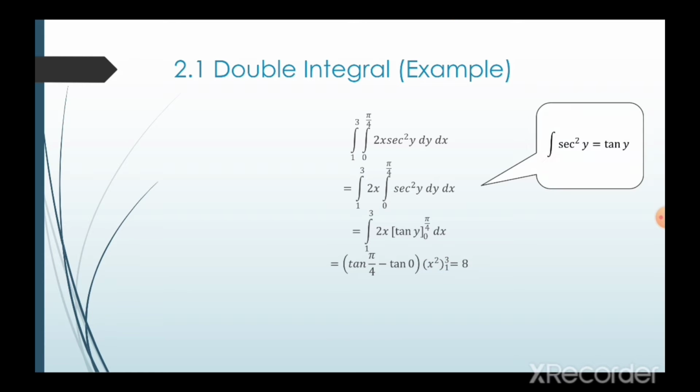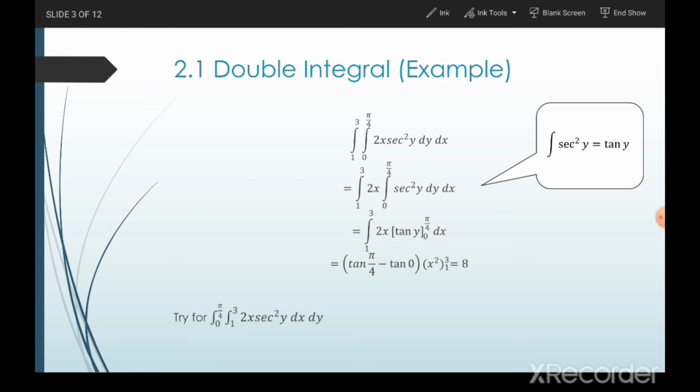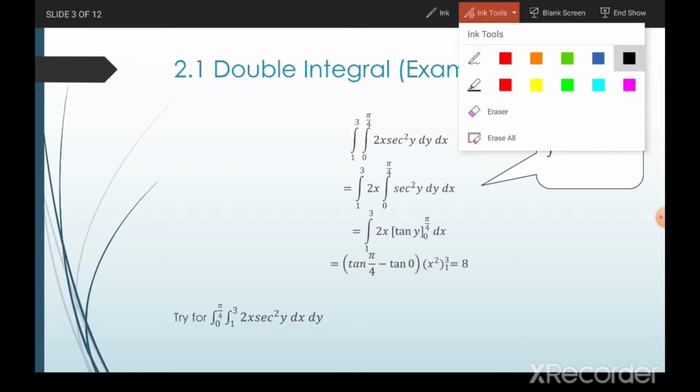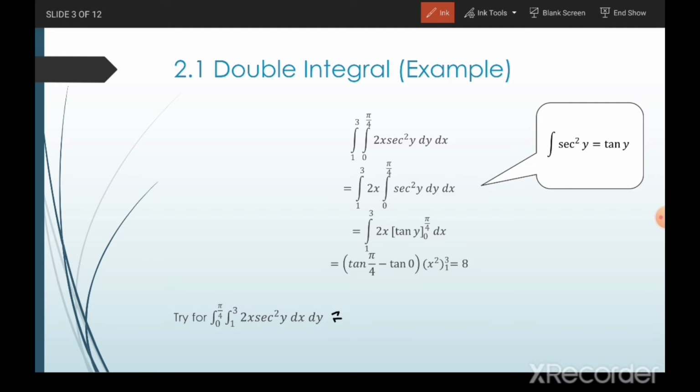I show it in the slide. You can also try the different order, dx dy, but you need to change the interval also. Then you will get the same value, which is 8.